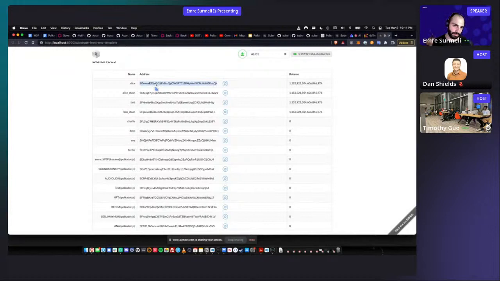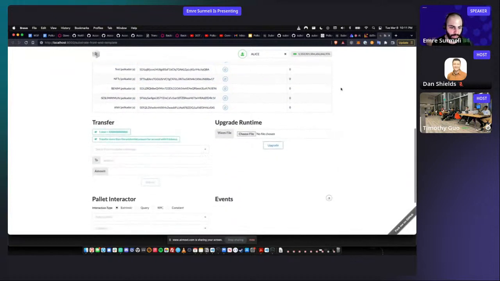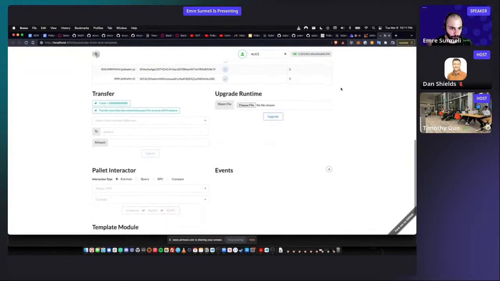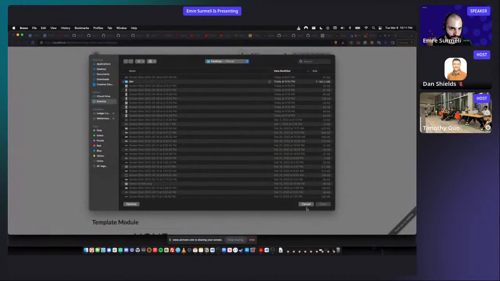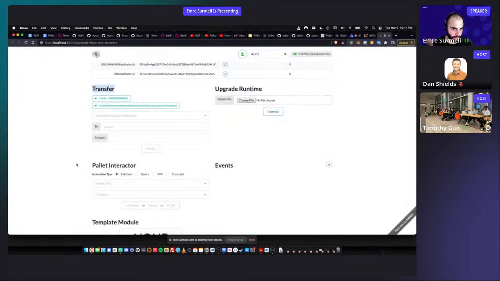Alice, you can think of Alice as kind of the master account that has that authority that allows you to run essentially any function that the code on our runtime exposes to the blockchain. Alice has access to all of that. We can do runtime upgrades. So if there's an update to the code and we have the WASM blob, we can choose that as a file to do an upgrade on the chain. We can do some transfers.